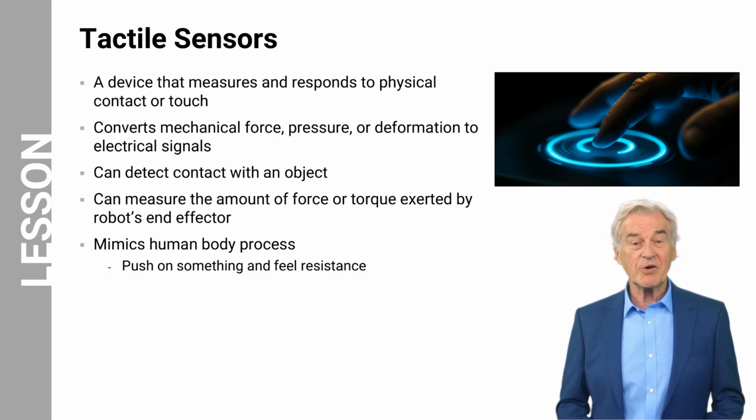amount of force or torque being exerted by the robot's end effector during interactions. This functionality mimics the human body's process of sensing, similar to how we push on something and feel its resistance. In robotic applications, this ability makes them suitable for tasks like grasping and manipulation.